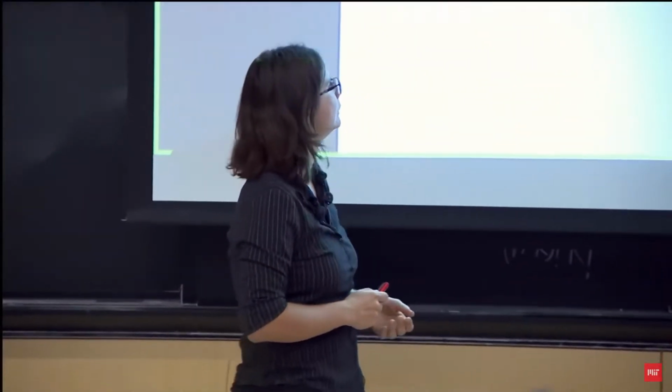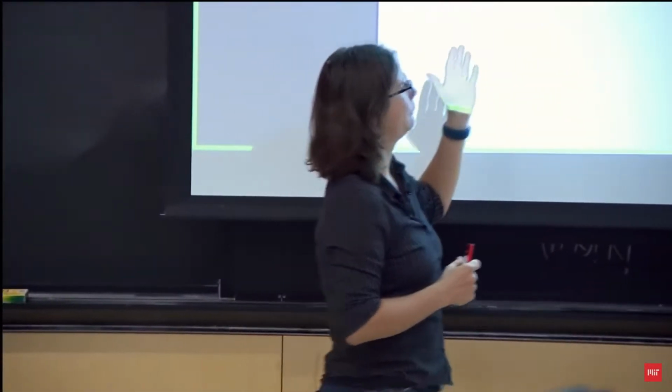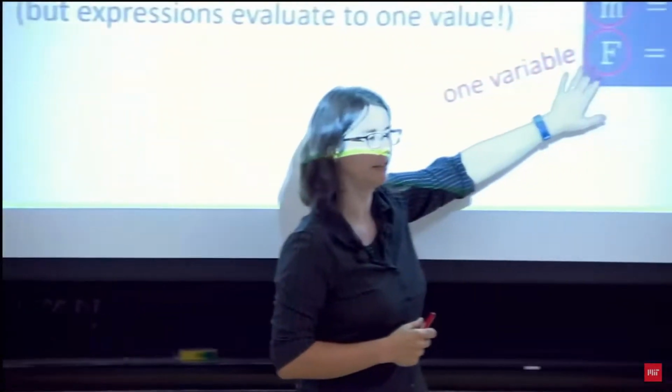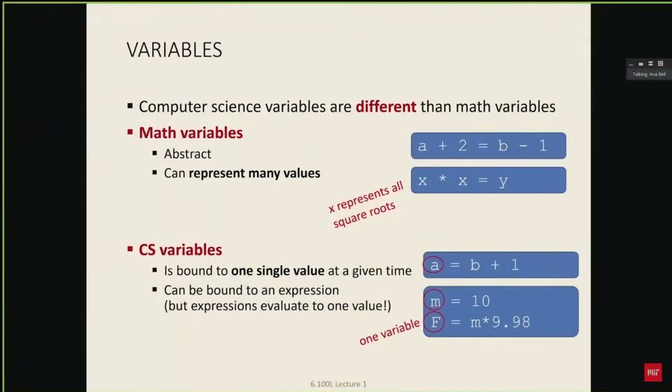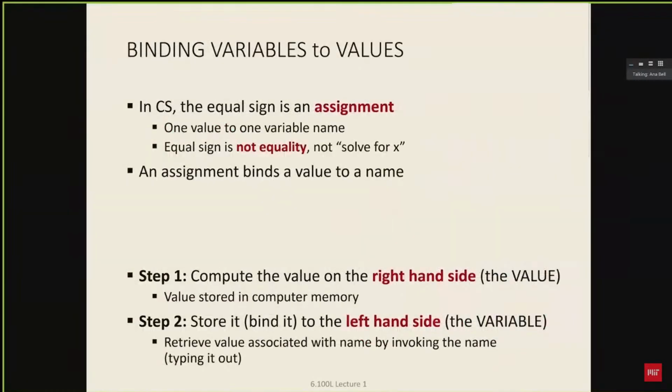Okay. So in computer science, you have only one variable to the left of this equal sign, called the assignment operator, and you have a value on the right-hand side of the equal sign. So one variable basically maps to or binds to one value. The equal sign is an assignment statement. It's not equality, it's not a solve for x type of situation. It's just an assignment. It binds this name to this value.